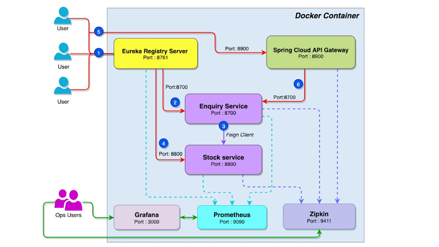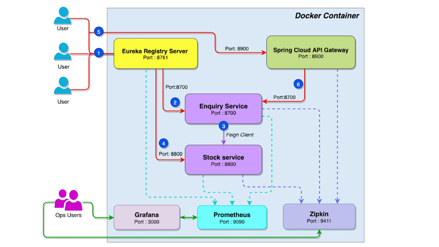That's the reason, as we can see in the second step, the registry server will provide the network address of inquiry service to the user call, which is running on port 8700. And this inquiry service calls stock service as a third step. Inquiry service is calling stock service through Feign client, which is running on port 8800. You know that microservices are independently deployable units and can be accessed by any service. The same you can see at fourth stage. User can directly access stock service on port 8800.